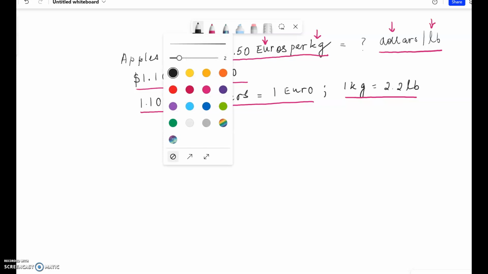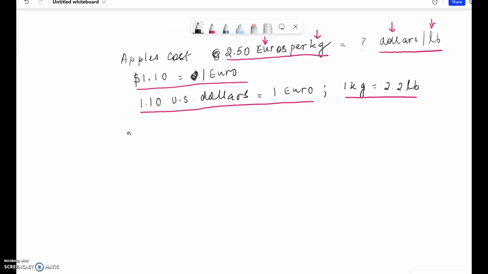So what we'll do is convert 2.50, let's write down euros per, so divided by the word per. This says that we have to divide by 1 kilogram. So the way we read this is 2.50 euros per 1 kilogram.